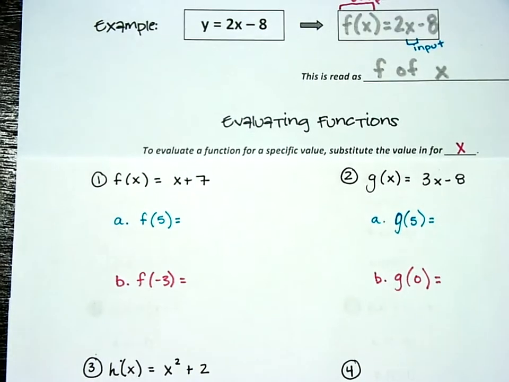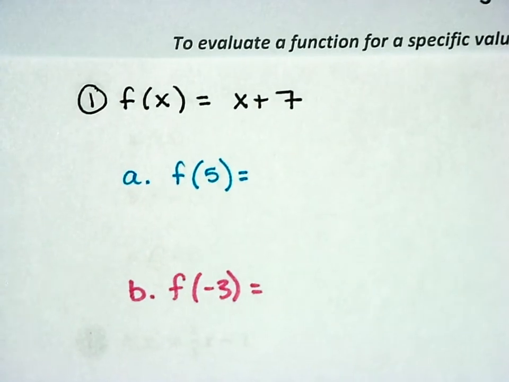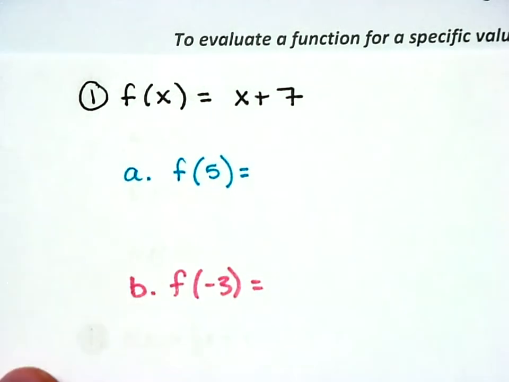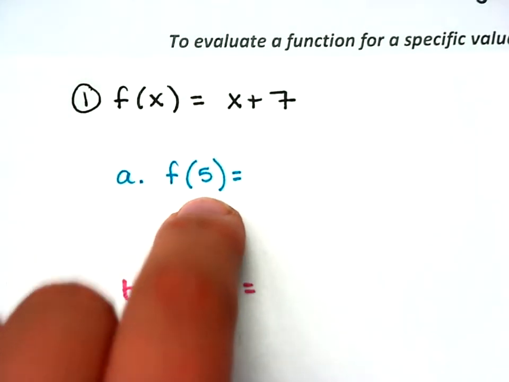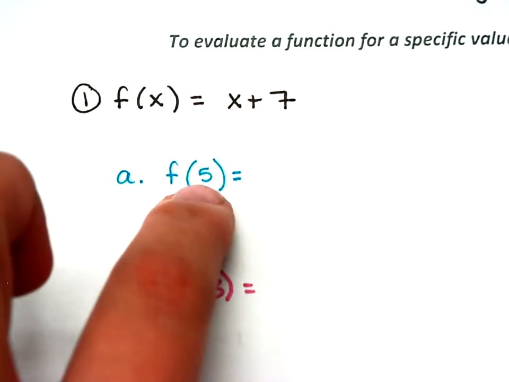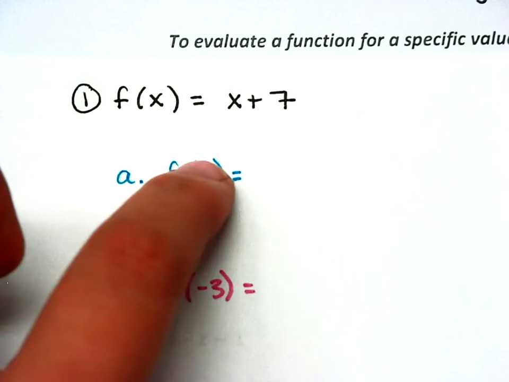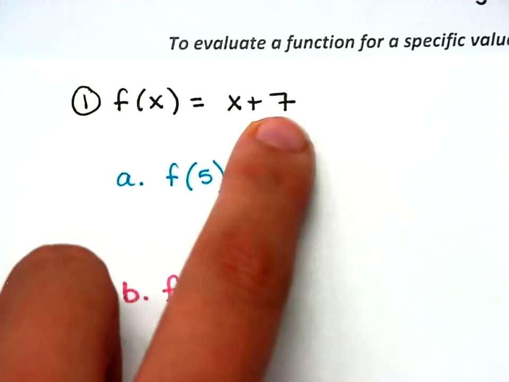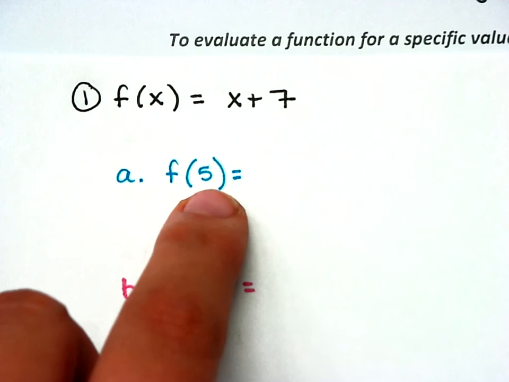The first one, we have f of x equals x plus 7, and we're going to evaluate it twice with different values. The first one is f of 5. So what this means is I want to evaluate this function right here when my x value is 5. So notice what has changed here. This says f of x, so this just tells me this is my function. This tells me my function when x equals 5.